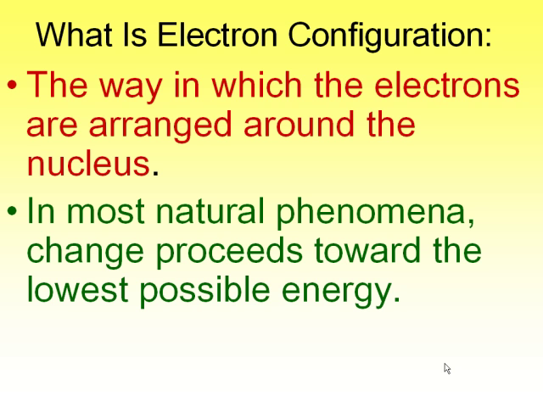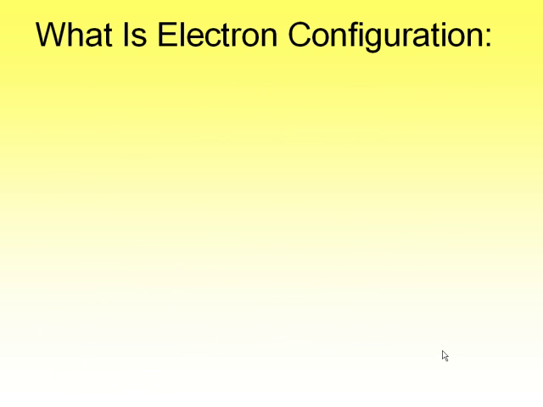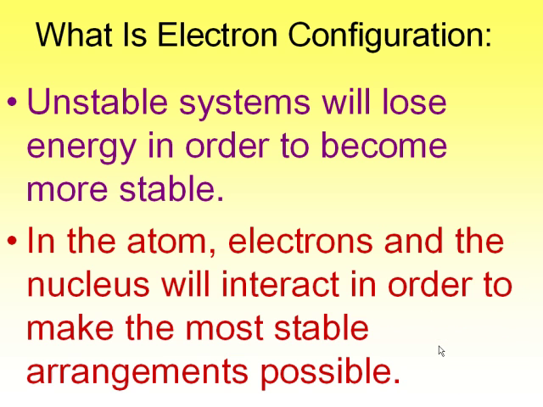In most natural phenomena, changes proceed towards the lowest possible energy. High energy levels are unstable. Unstable systems will lose energy in order to become more stable. In the atom, electrons and the nucleus will interact in order to make the most stable arrangement possible.